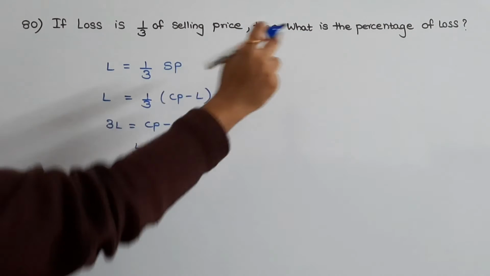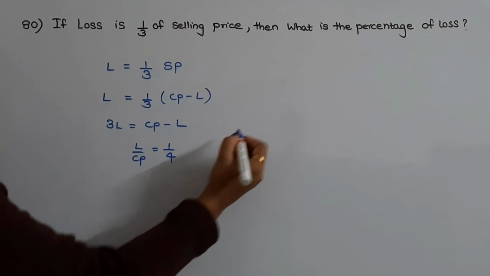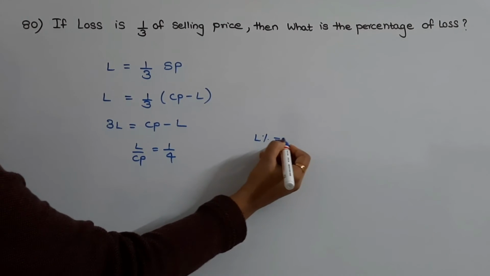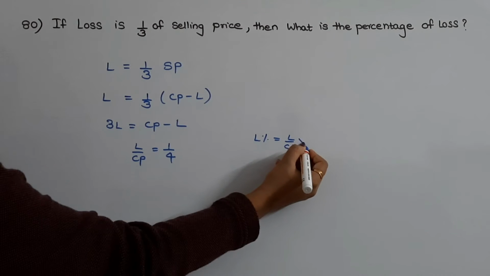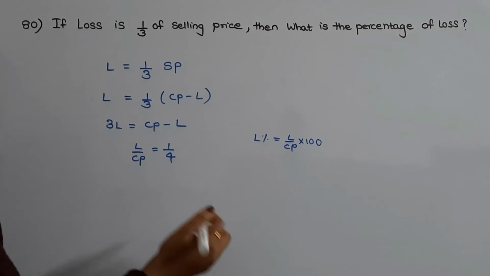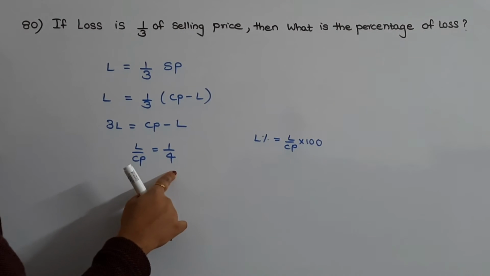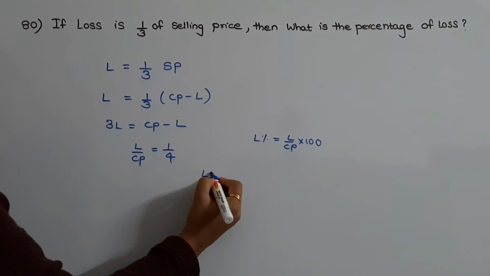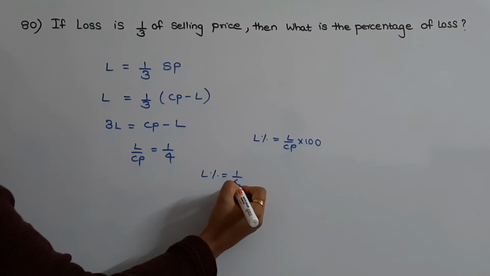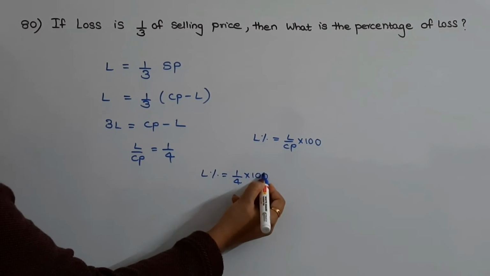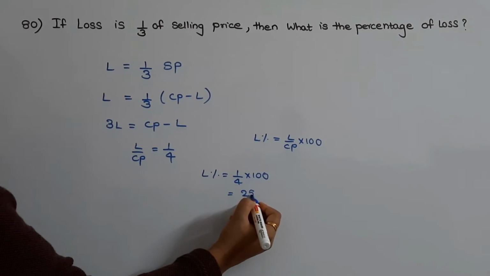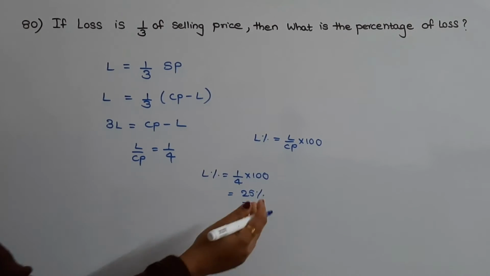We need to find out the loss percentage. We know that loss percentage is equal to loss by cost price into 100, and loss by cost price is 1 by 4. So loss percentage will be equal to 1 by 4 into 100, that is equal to 25%. So this is the answer.